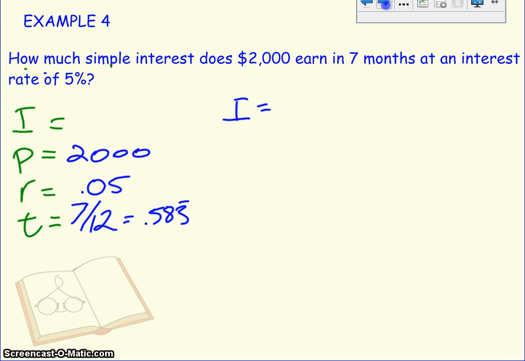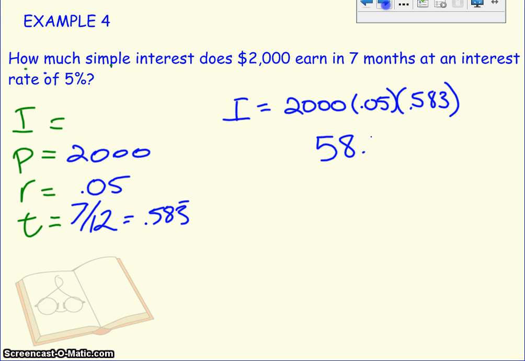So hopefully you're starting to see a pattern. We're identifying, plugging in, and solving. So when I plug those values into the calculator, I end up with $58.33. Again, the question is how much simple interest? So I'm done.